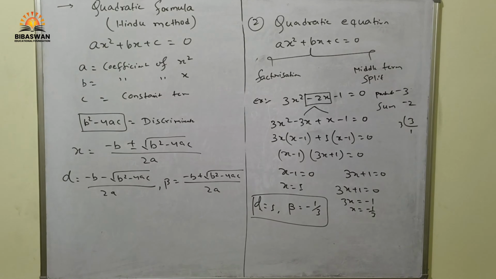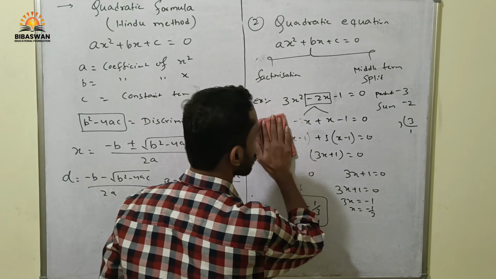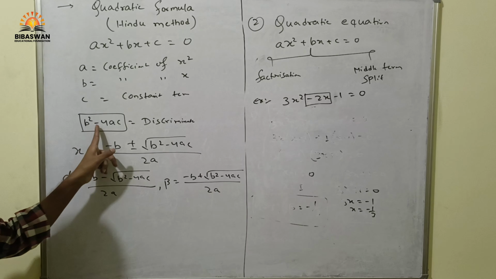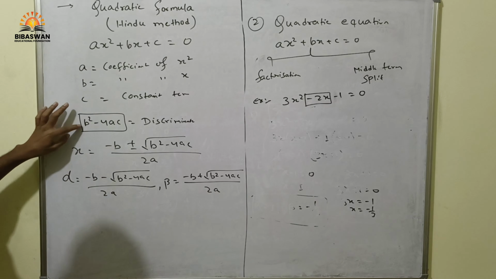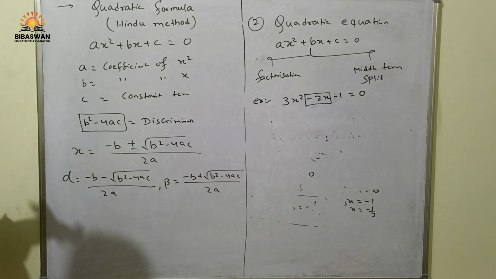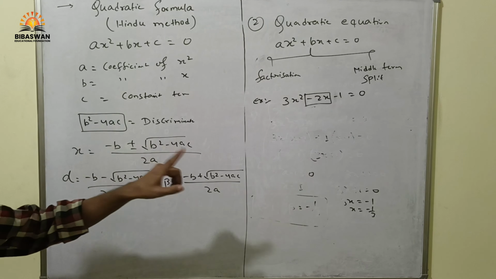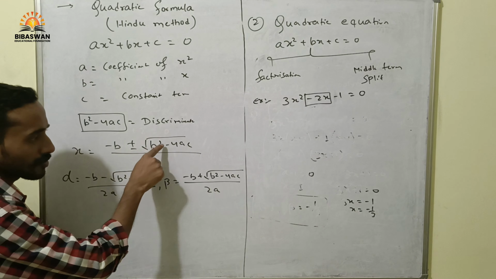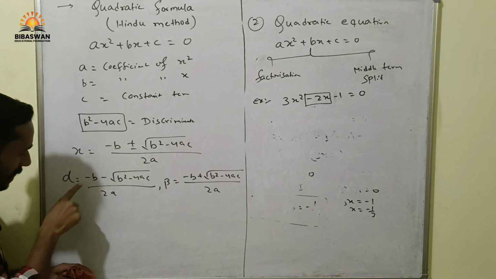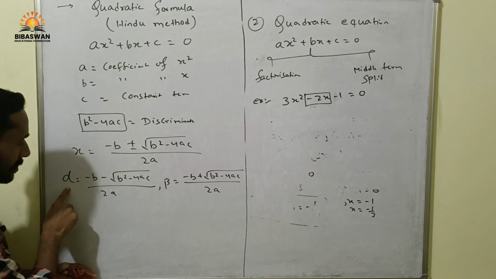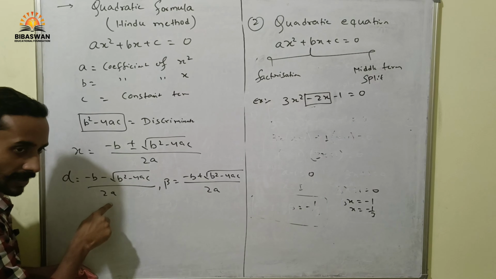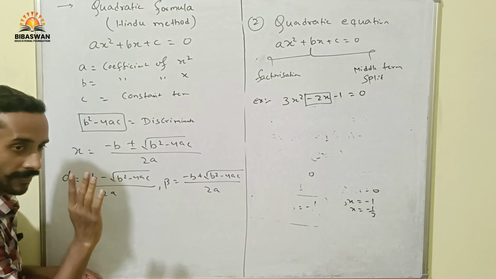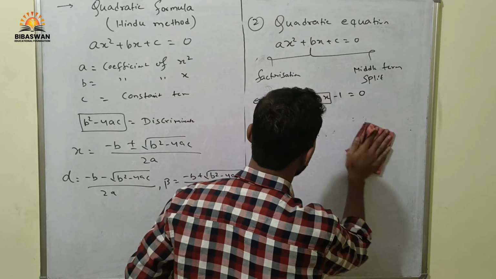Let me clear it with an example, by the same example. By the use of this discriminant b square minus 4ac, we can find the zeros, meaning we can find the roots of the equation. The formula is minus b plus minus root over b square minus 4ac by 2a. Here there are two roots. Alpha is equal to minus b minus root over b square minus 4ac by 2a. Beta is minus b plus root over b square minus 4ac by 2a. I will explain it with an example.